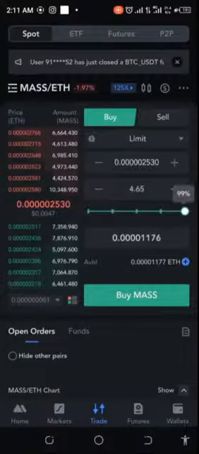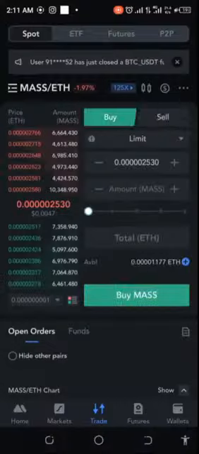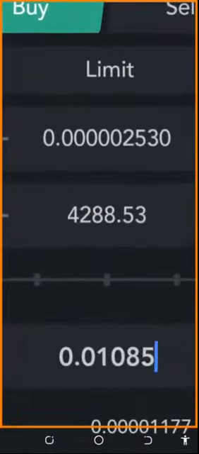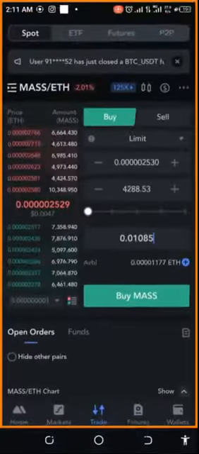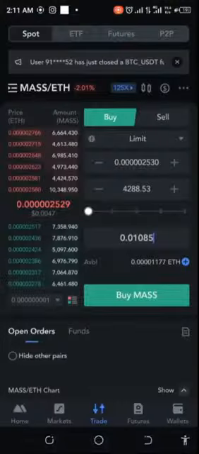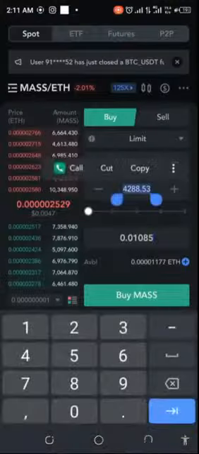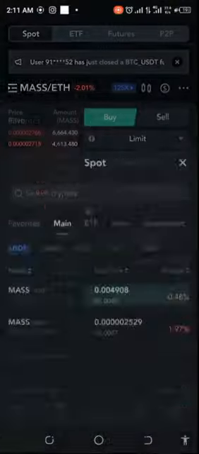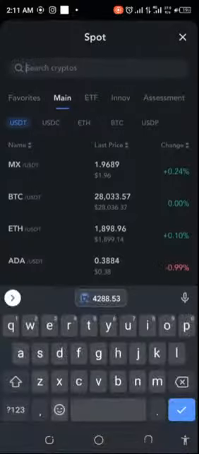Okay, so let me go back. Let's just do sell and buy again and put our ETH here. Okay, so we're back to 4288. Okay, 4288. So we're going to copy that. And then we're going to go over and try to sell this at mass.